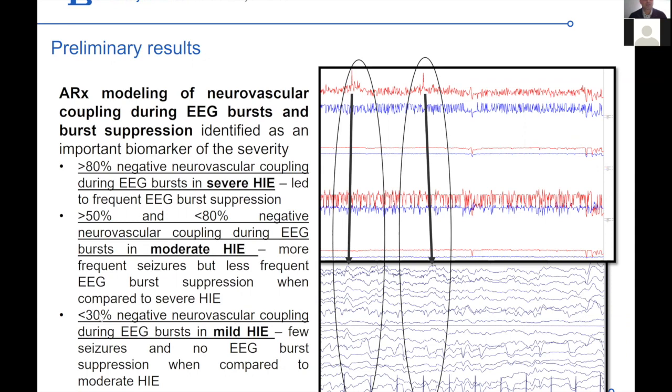But we are very confident. We can say with a probability of more than 90%, or 0.9, that less than 30% negative neurovascular coupling will definitely mean a mild HI, and the subject will recover. For the moderate, of the 25 I think we have about 5 or 6 or 7 moderate HI. Between 50 and 80% negative neurovascular coupling is a good indicator, but again we haven't really done a robust analysis on this probability.